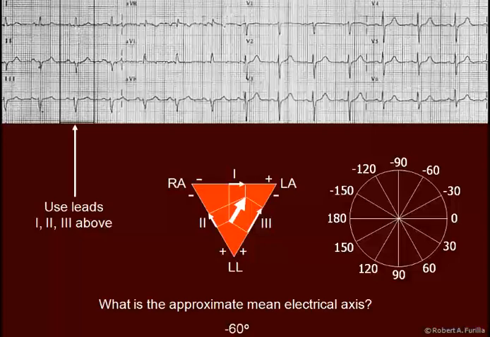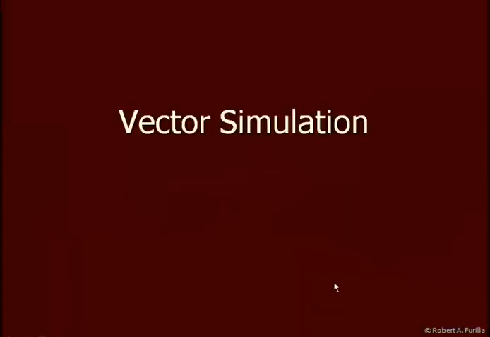Once again, I want to just point out that in AVR up here, we see the T wave negatively deflecting. This particular electrode is positioned such that the T wave normally points negative. At this point, I want to move on and use my vector simulation to analyze a few different angles and see what the R waves will look like.